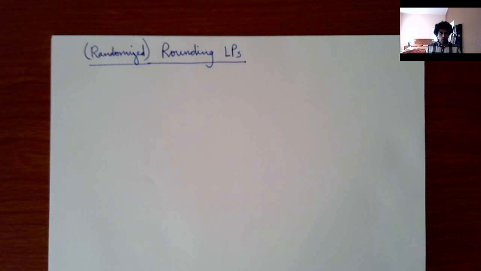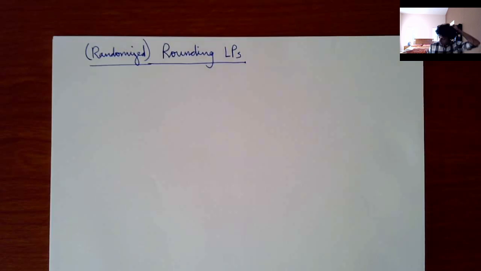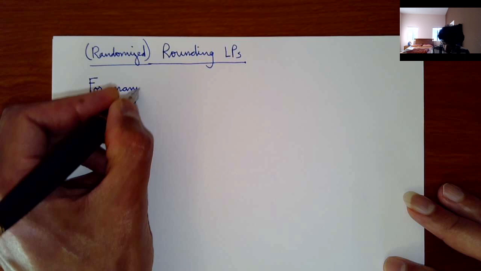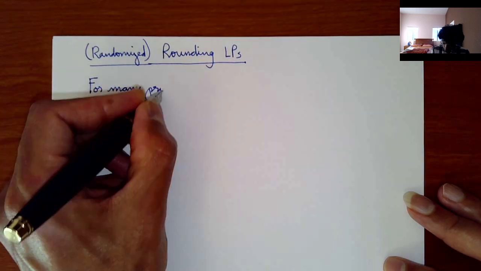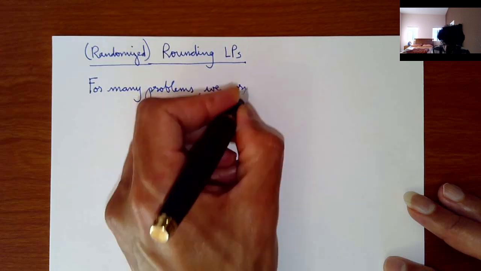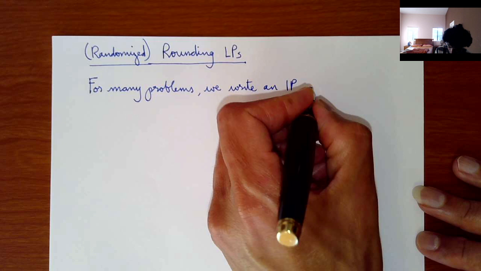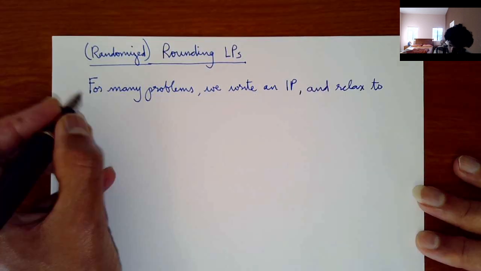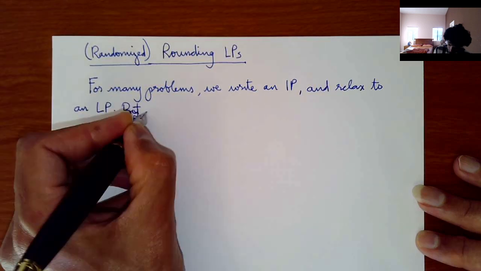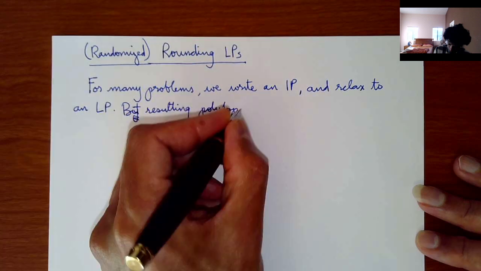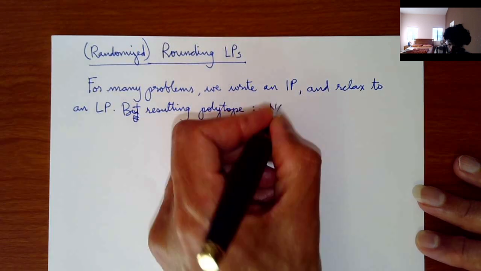So this is a very important topic in combinatorial optimization, or in general discrete optimization. For many problems, we write an integer program and relax to an LP, but the resulting polytope, which comes from the LP, is not integral.